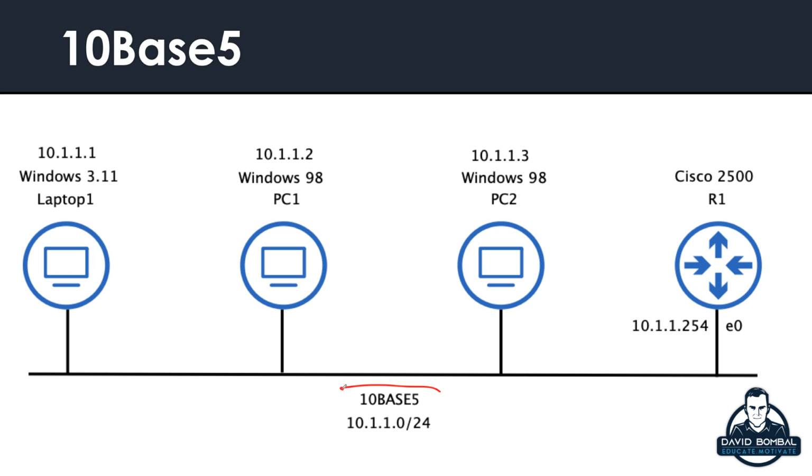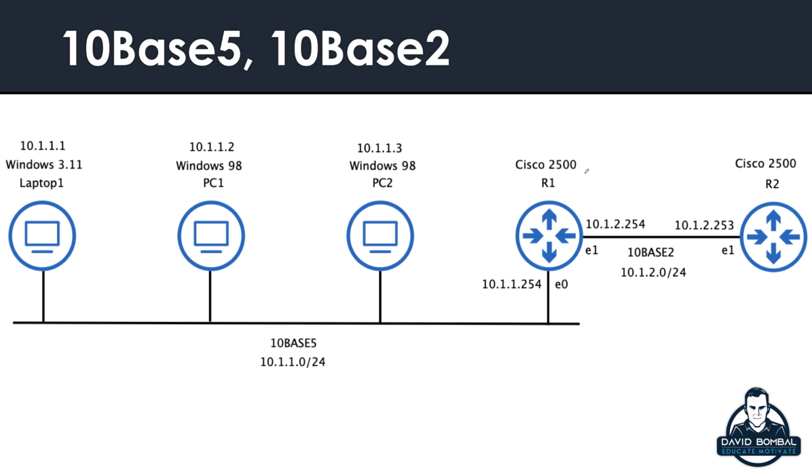So here's my 10base5 topology. It's using subnet 10.110/24. Windows 3.11 PC or laptop has IP address 10.111. First Windows 98 is 10.112. Second Windows 98 is 10.113. Router has this IP address 10.11254.